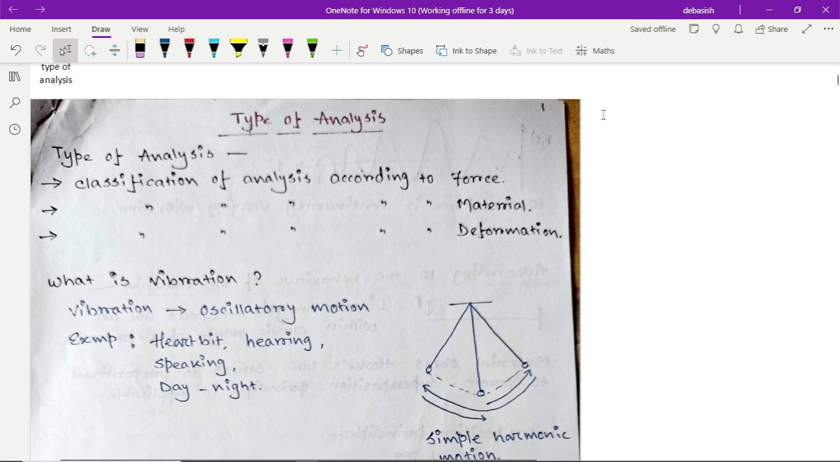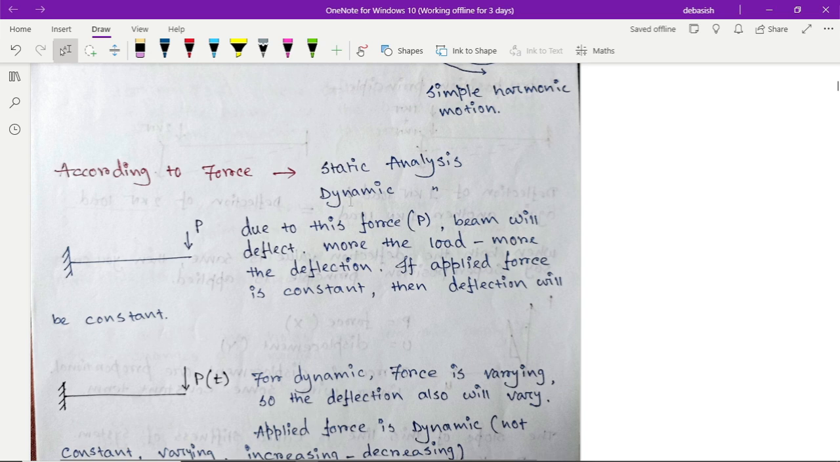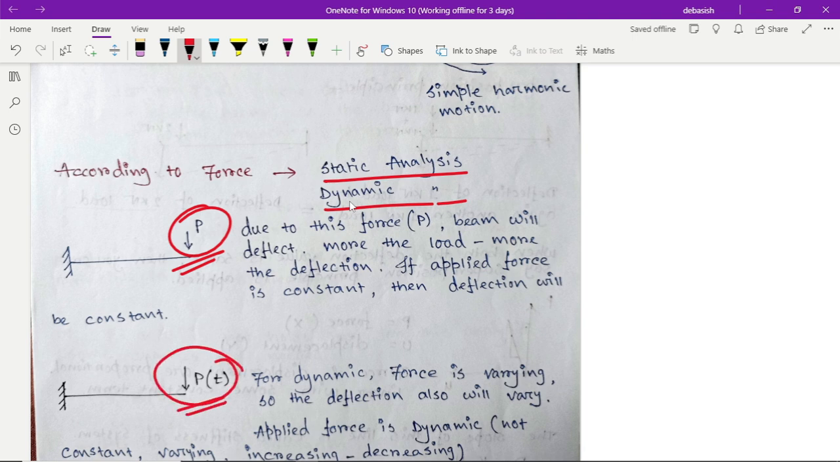Hello everyone. Today we will discuss different types of analysis. Here you can see we can classify the analysis according to the force, according to the material, and according to the deformations. According to the force there are two types of analysis: one is static analysis, another is dynamic analysis. In case of static analysis, force will be constant. In case of dynamic analysis, force will change with respect to time.